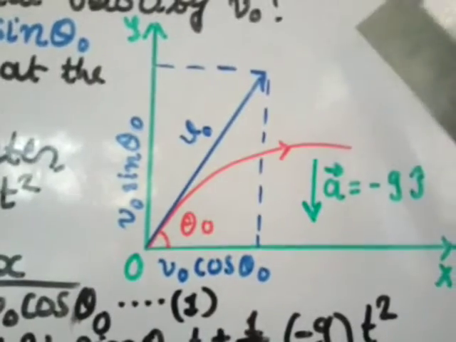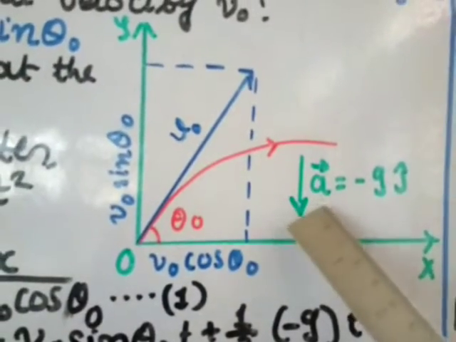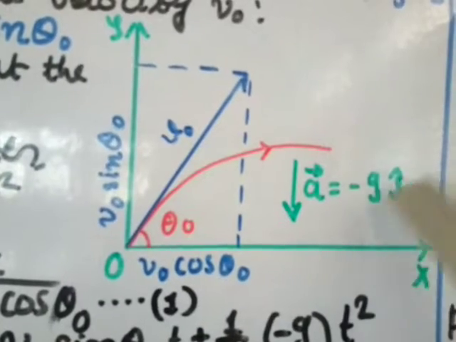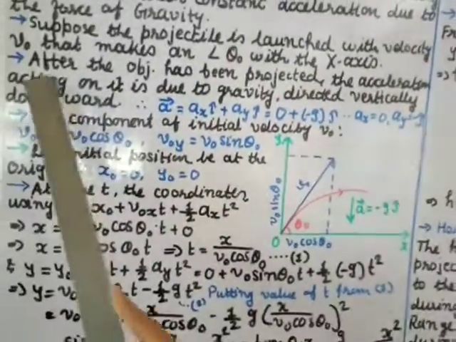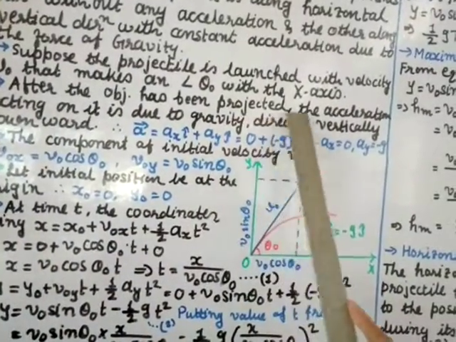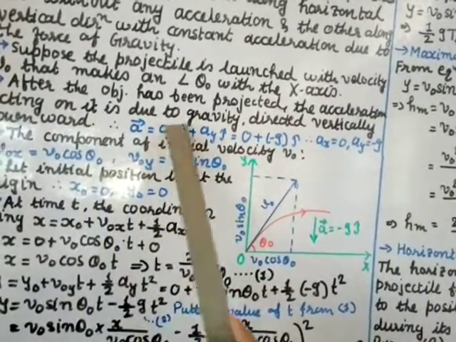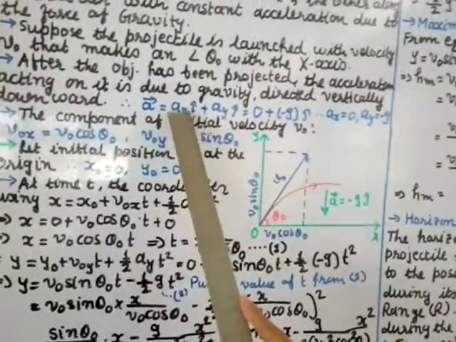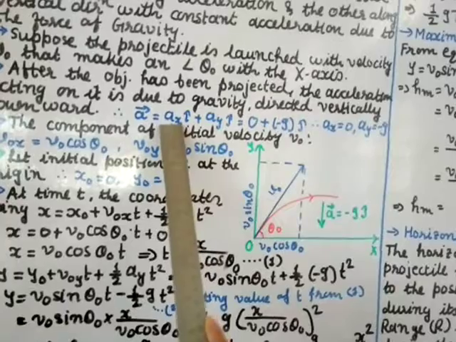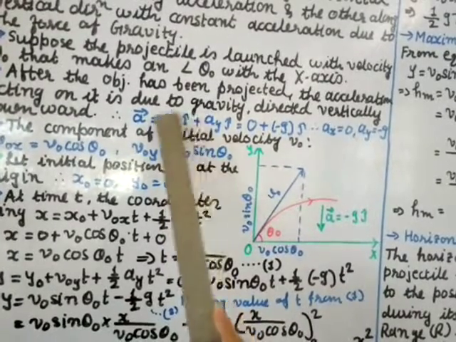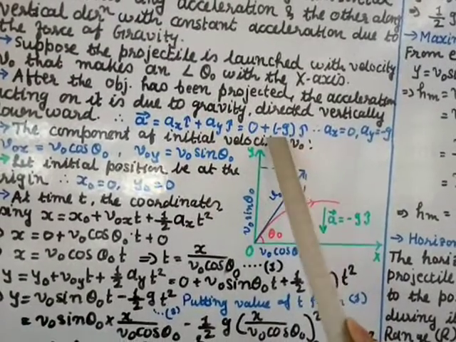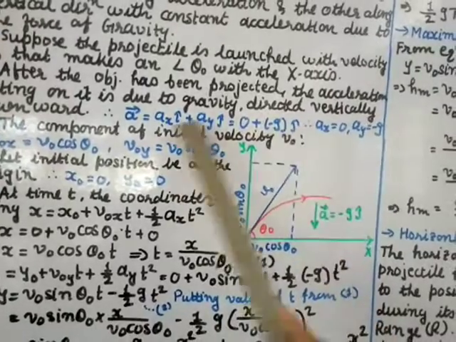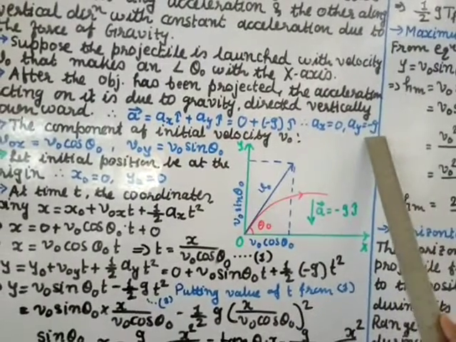The acceleration due to gravity is downward. So a is equal to minus g j cap. j cap because it is in the direction of the y-axis and negative because it is downward. After the object has been projected, the acceleration acting on it is due to gravity directed vertically downward, as shown here. a is equal to ax i cap plus ay j cap. Now acceleration on the horizontal, there is none, so this will be 0, and on the vertical there is acceleration because of force of gravity, so it is minus g. So 0 plus minus g j cap. That means ax equal to 0 and ay is equal to minus g.